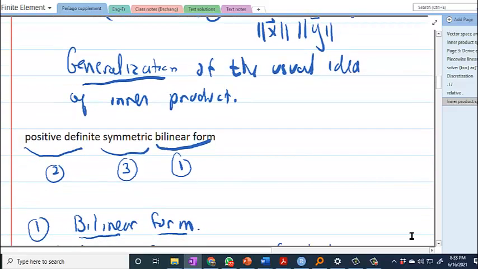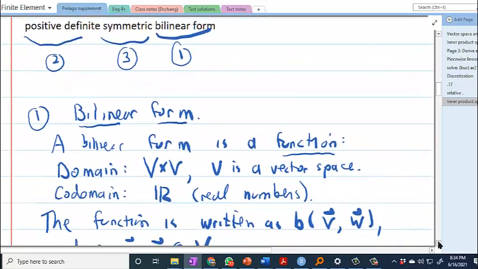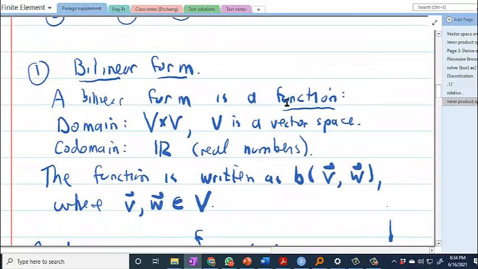Okay. Now, the bilinear form is a generalization of the usual idea of inner product. So let's start and see what bilinear form means. Now, a bilinear form is a function. A function takes some number or set of numbers and produces another number or set of numbers. Okay.